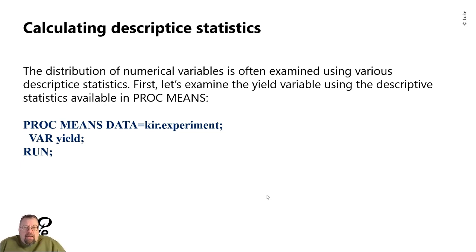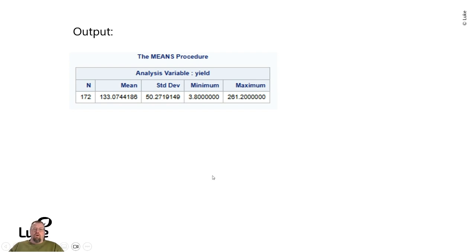One way to examine the distribution of a numerical variable is to use descriptive statistics. So first, let's examine the yield variable using the descriptive statistics available in proc means. We just use the default ones to start. So proc means, we define that the data can be found from library reference KIR, and the name of the dataset is experiment. Then in the proc means, we have a var statement where we can define the variable we are interested in. That would be yield, and then we can just end with the run and semicolon. And running this code would give us this kind of output table.